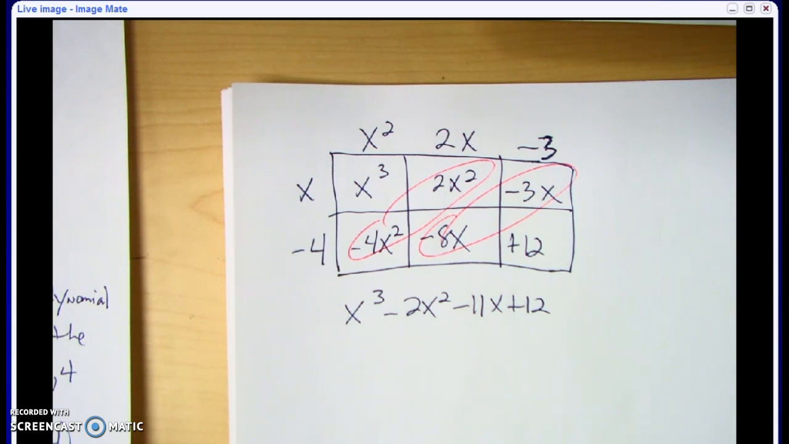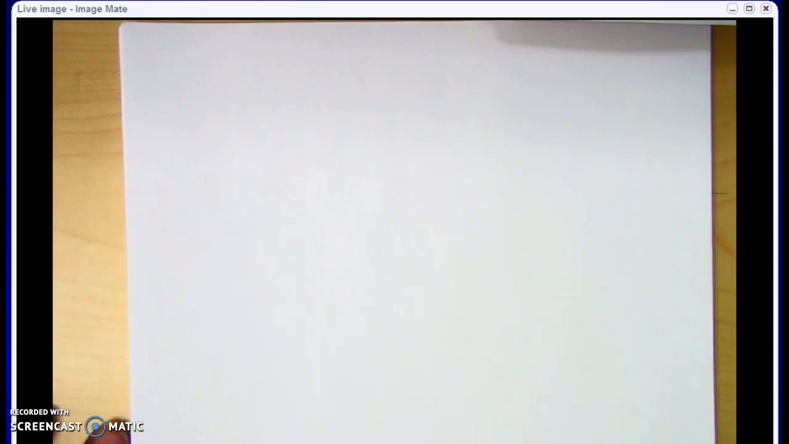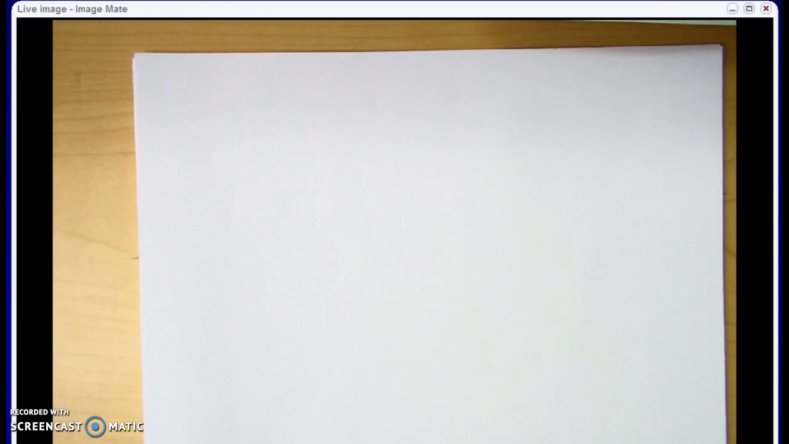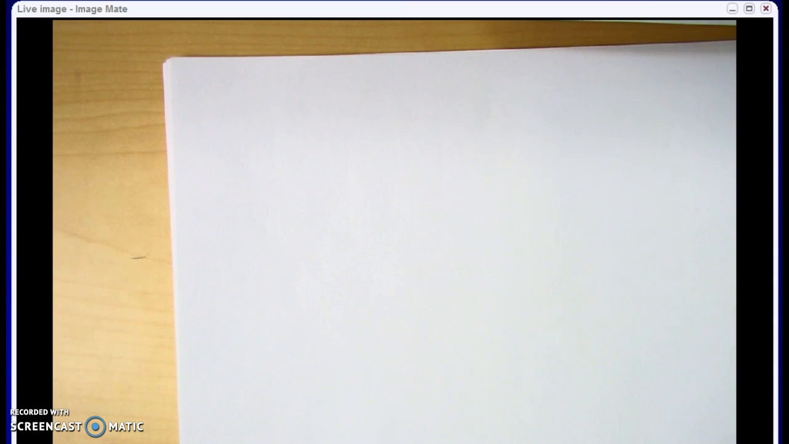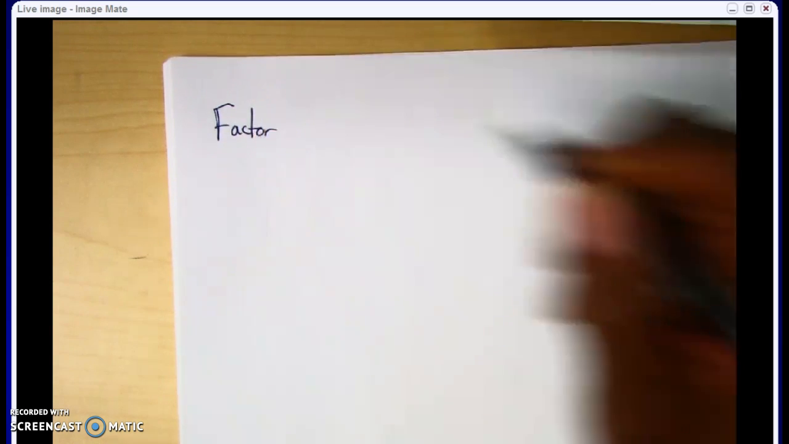All right, what else can you expect or look for? All right, guys, picking back up from where we last were. Let's head in a little bit different direction. Let's talk about factoring for a minute here.